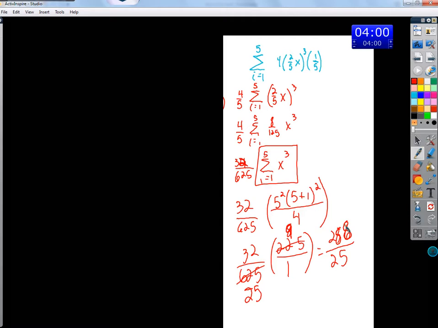Is it like n squared times n plus 1 squared over n minus 1 always the formula? It should be over 4. Always over 4? Yeah, always 4. If you look on page 260, you can find this. I can't remember it from last year. Oh, it's okay.